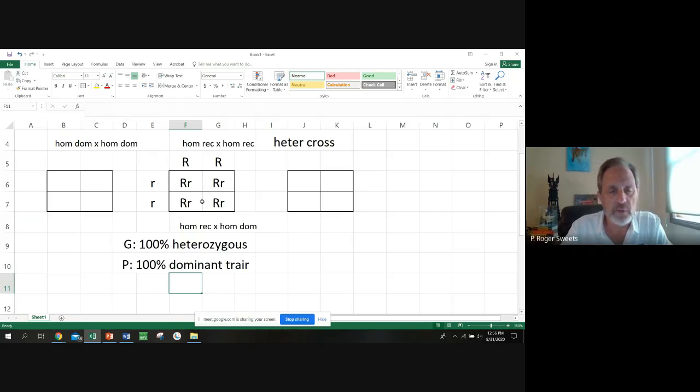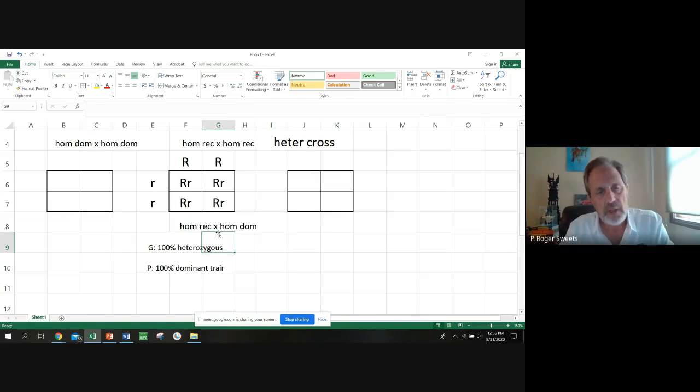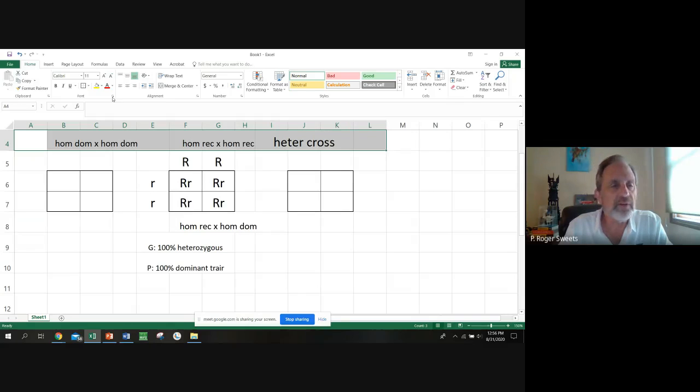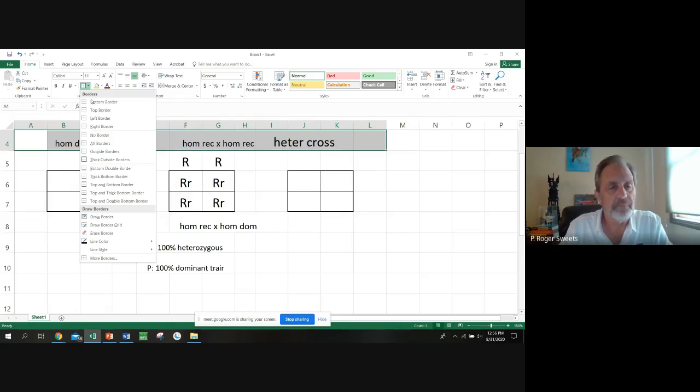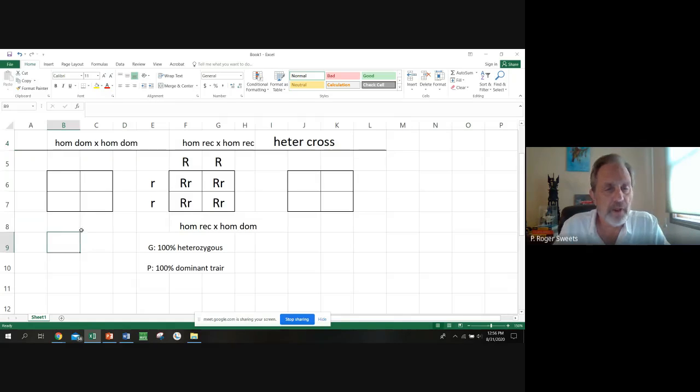Okay. It's one kind of cross. I got to shrink these down because I got more to do. All right, so now I'm going to go ahead and go to our other examples that we have. Let me draw a nice thick line underneath this so we don't get these all messed up. Thick bottom border. All right.